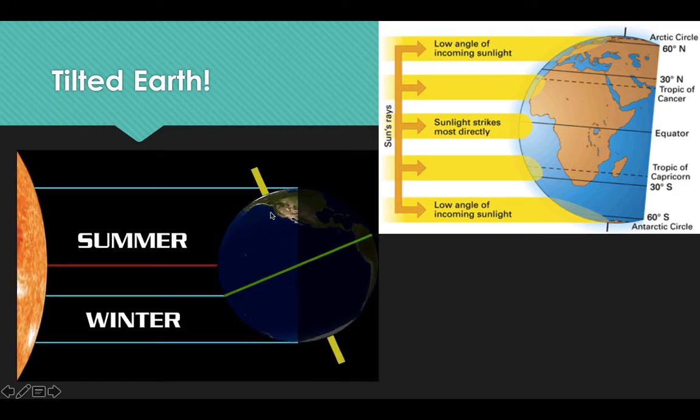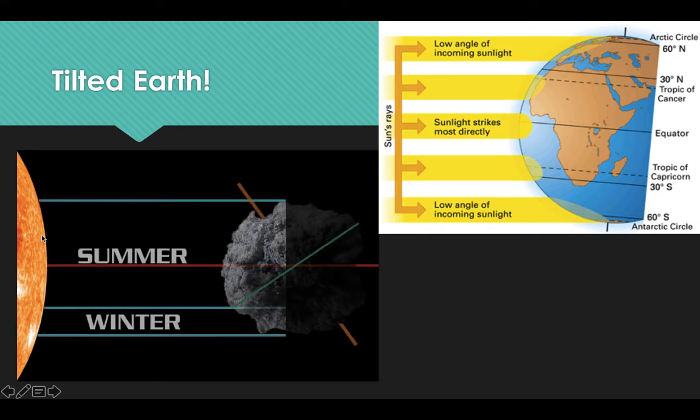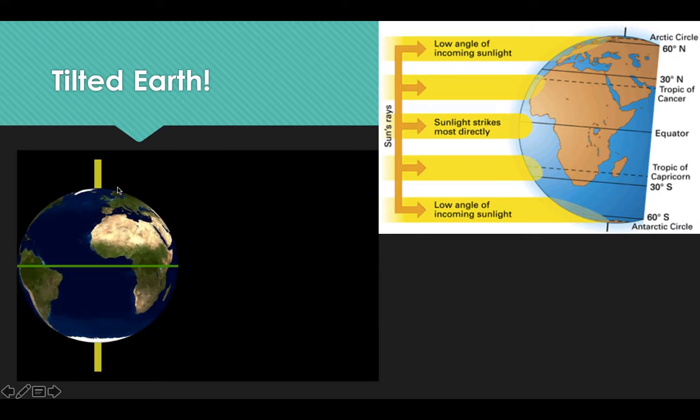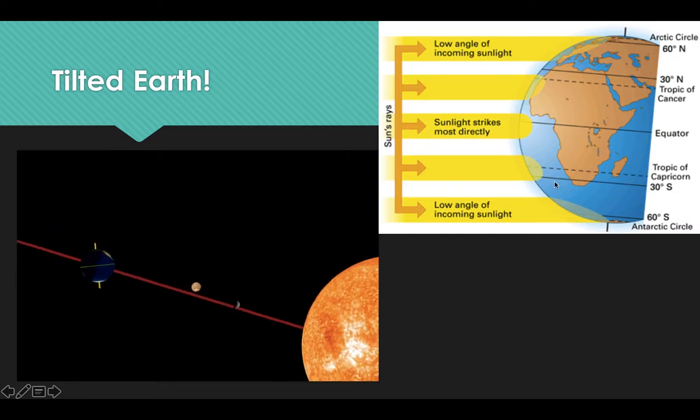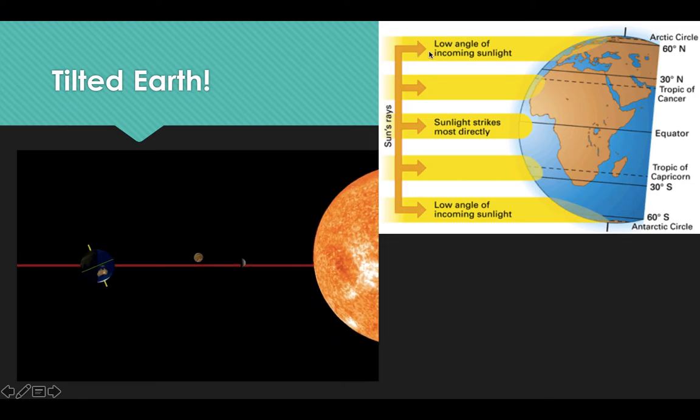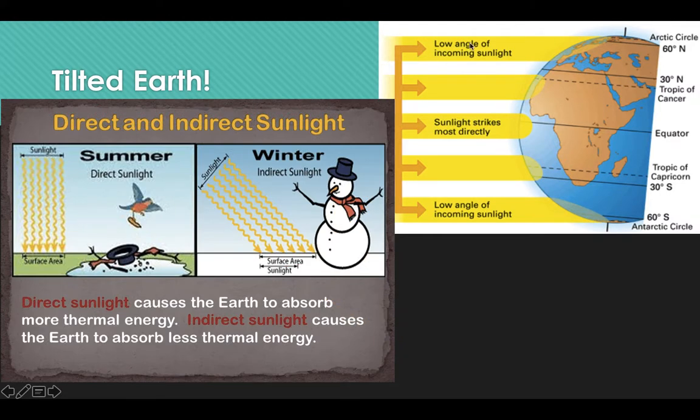In comparison, when the Earth is tilted towards the sun like this, the northern hemisphere is having summer, because the sunlight is more directly hitting that area. Here, if we look, our low angle of light is now in the northern hemisphere. That sunlight beam, instead of being really direct, is now hitting a larger surface area, so it's going to be a lot cooler. More direct sunlight causes the Earth to absorb more thermal energy, and indirect light causes it to absorb less.